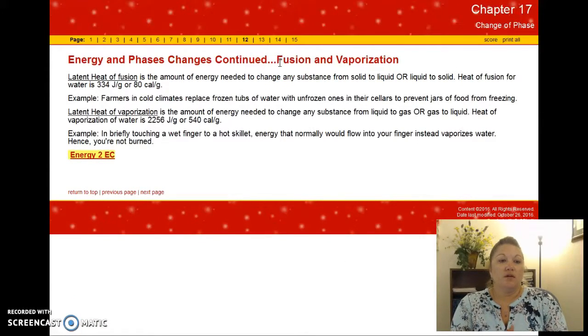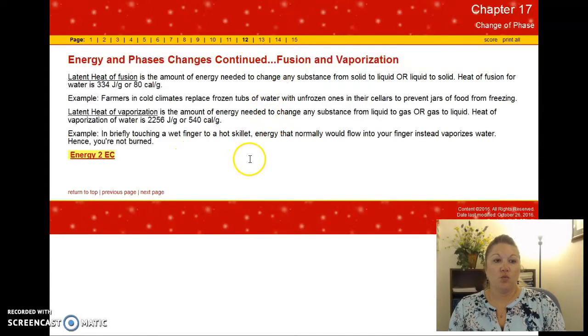Now, latent heat of fusion is the amount of energy needed to change any substance from a solid to a liquid or a liquid to a solid. It goes either way, right? That road travels both ways. Heat of fusion for water is 334 joules per gram or 80 calories per gram, okay? Latent heat of vaporization is the amount of energy needed to change any substance from liquid to gas or gas back down to liquid. Again, two-way street. This takes more energy, 2,256 joules per gram or 540 calories per gram. It takes a lot more energy to make a gas than it does just to make a liquid.